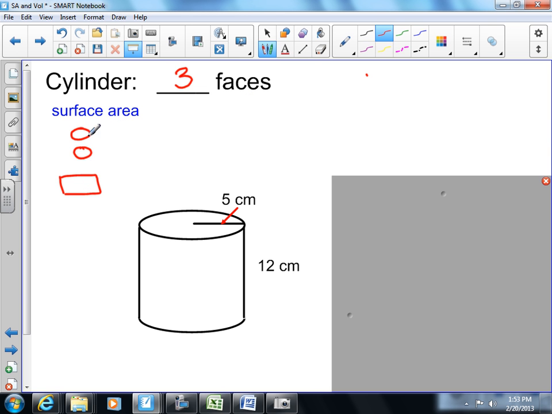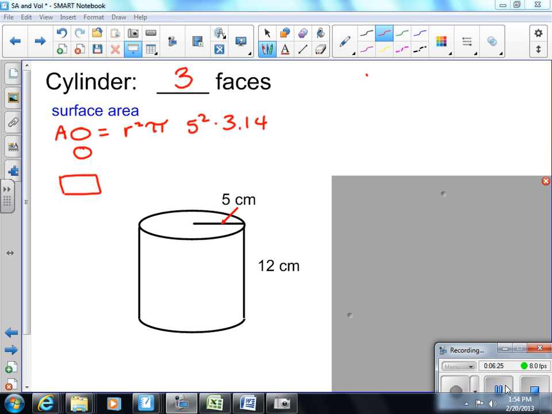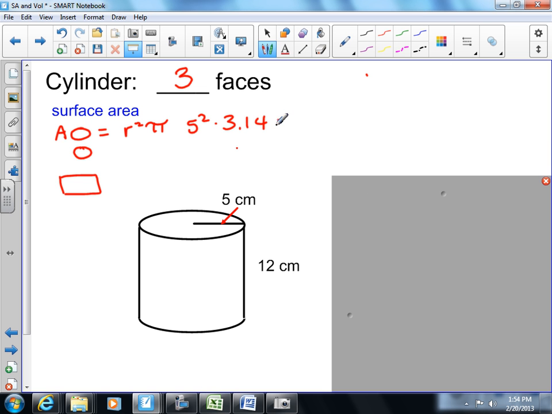Okay, so let's start with the circles. How do I find the area of that circle? Radius squared times pi, which in this case the radius is 5 squared times 3.14. Okay, punch that in your calculator. Let's see what you get. 78.5. Okay, how many of those do I have? I have 2 of them. So I'm going to write 78.5.